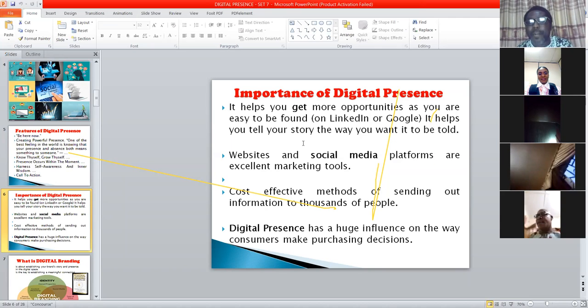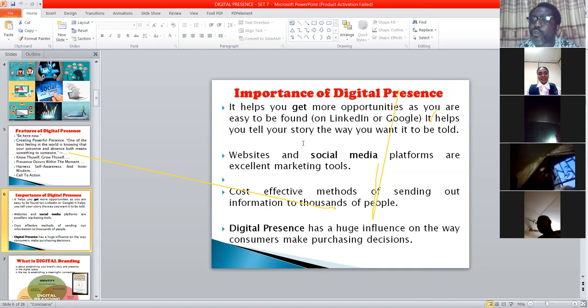Websites and social media platforms are excellent marketing tools. Did you read what I just read? Can you understand what I just posted here? It says websites and social media are marketing tools, excellent marketing tools. They are not gossiping tools. Are you with me? They are not playing tools. They are marketing tools. What do you have to market?